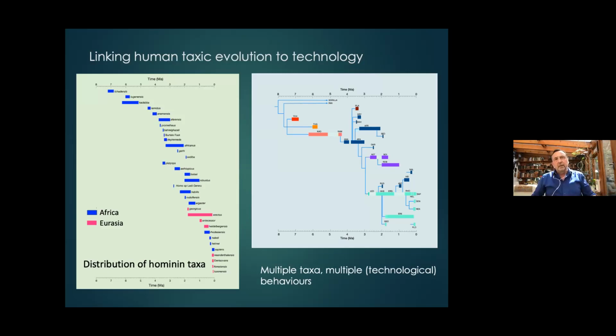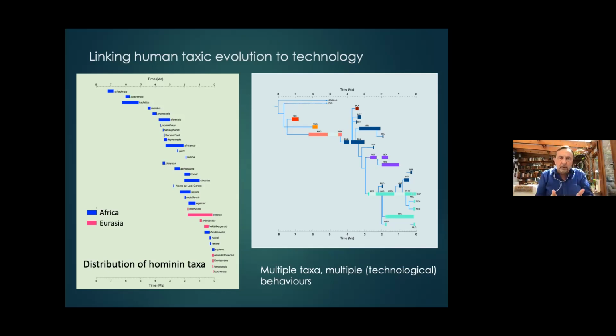So the first of these, linking human taxic evolution to technology. I think one of the great advances across the last 20 or 30 years has been the recognition that Paleolithic archaeology and technology are much more integrated with the rest of human evolution. If I go back to when I was a student, I was taught human evolution in one course, and it was nothing but bones, and I was taught Paleolithic in another course, and it was nothing but stones. There was virtually no linkage between the two. And we now recognize how much these two subjects have come together and converged.